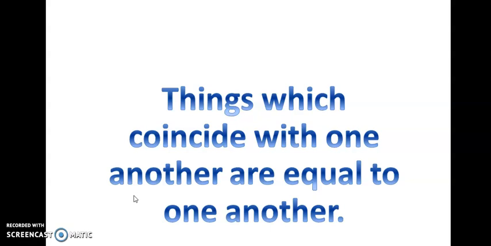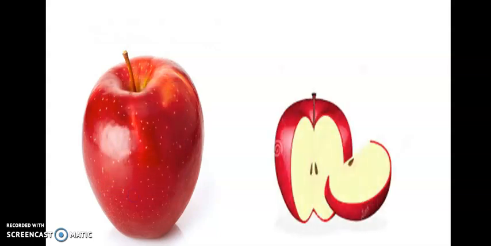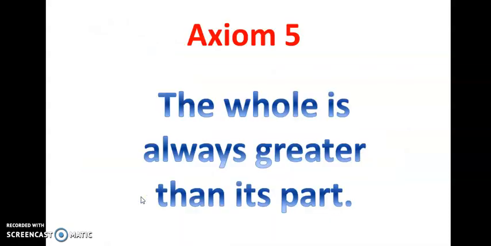Okay. Shall we move on to our next axiom, that is axiom 5. Here I am taking an apple and now I am going to cut this apple into its parts. Now you compare its parts with the whole apple. The whole apple is always greater than its parts, or vice versa, its parts are always smaller than the whole apple. So we can conclude that the whole is always greater than its parts. Okay, this is your axiom 5. Let us move to our next axiom.